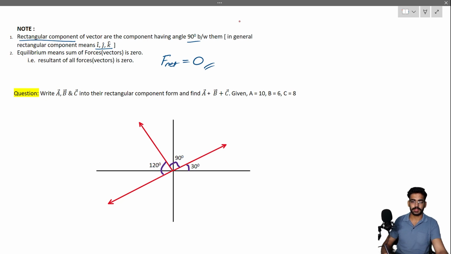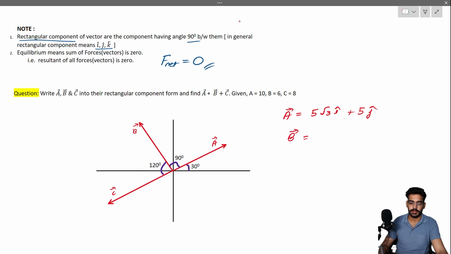Now let's solve. First let me write down, this is your a, this is your b, and this is your c. We have already written how to find the component form, so I am not going to tell you how to solve that. I can write directly, a vector equals 5 root 3 i cap plus 5 j cap. And for b vector, you simply have to take cos theta, sin theta, that angle.